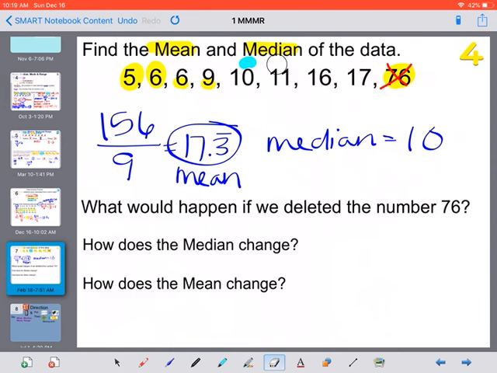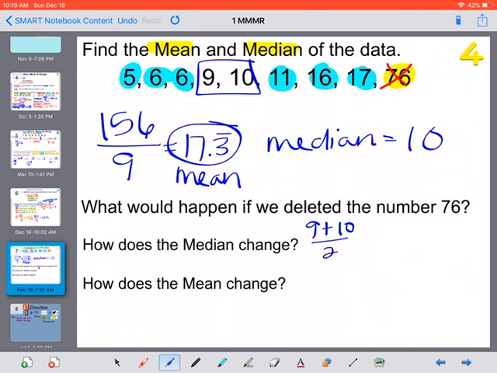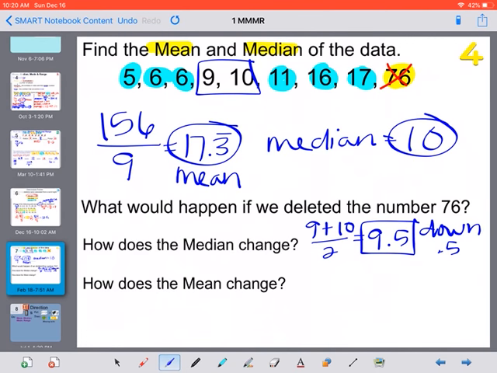Well, now we only have these numbers left, so if we cross off numbers on either side, 1, 2, 3, then we have these two in the middle, so we would add them up and divide by 2, because there's two numbers. 9 plus 10 is 19, divided by 2 is 9.5. So our median, our number in the middle, went down 0.5. It went from 10 to 9.5. So our median didn't change a whole lot.